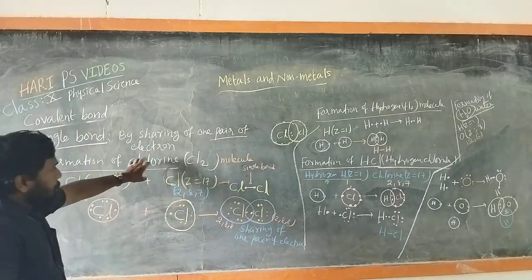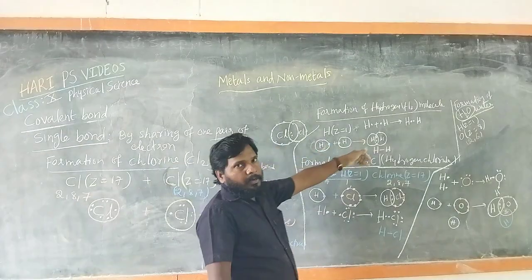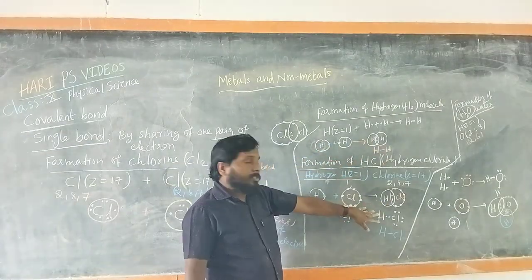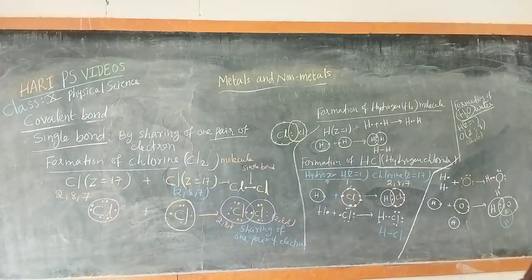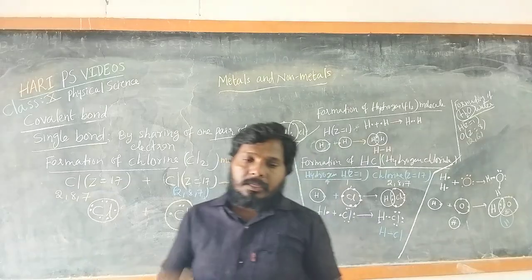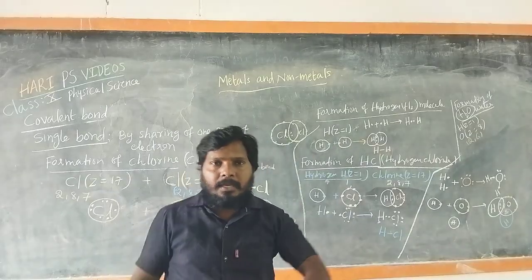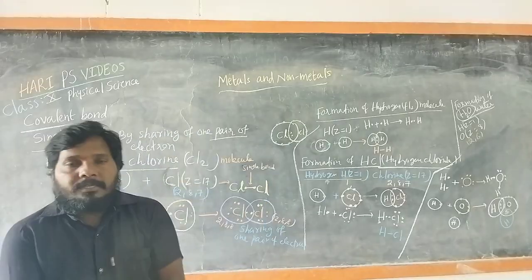Here chlorine is formed by sharing one electron pair, hydrogen by sharing one electron pair, HCl by sharing of one electron pair, and water also by sharing one pair of electrons between hydrogen and oxygen. So this is about the single covalent bond. The single covalent bond is formed by the sharing of one pair of electrons.